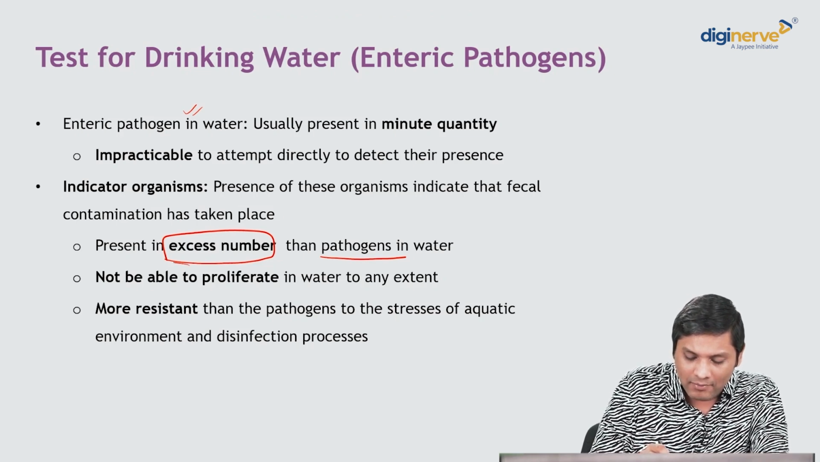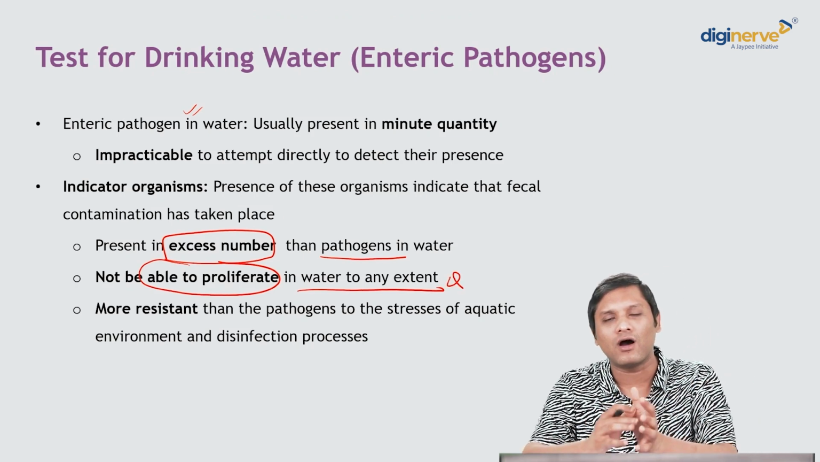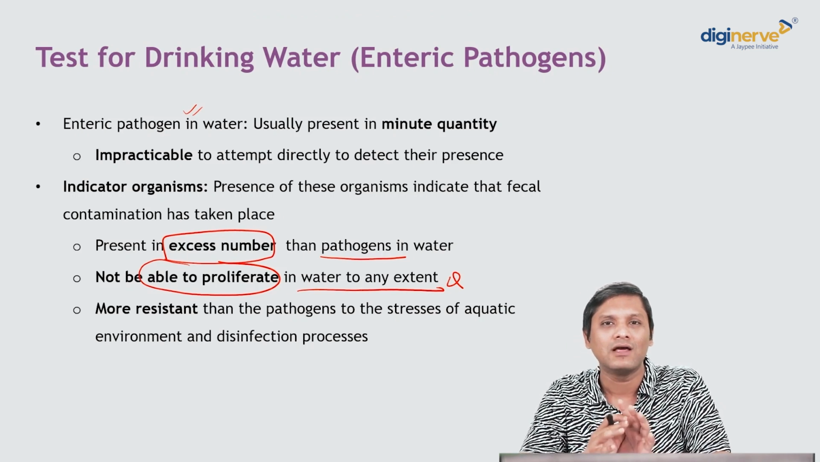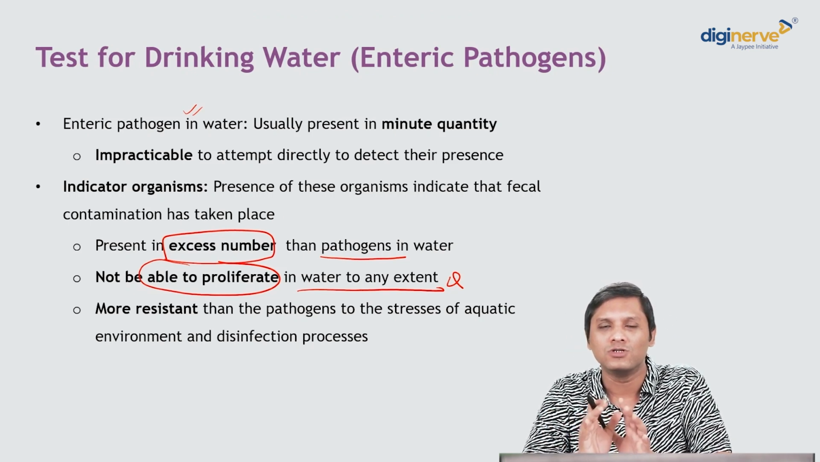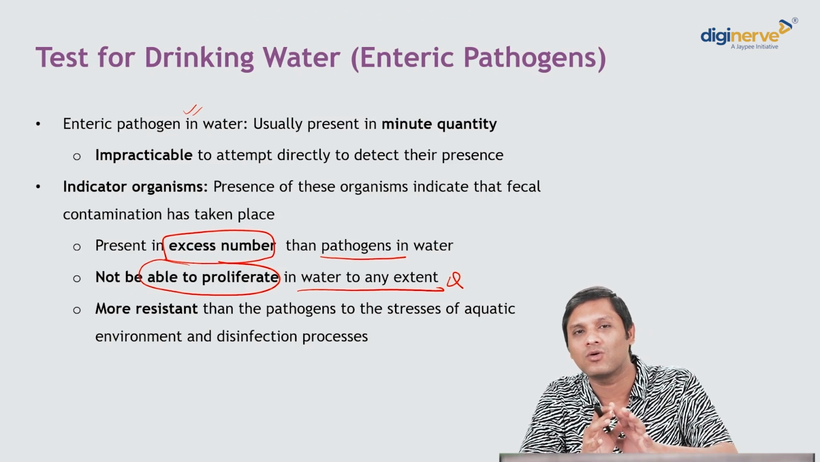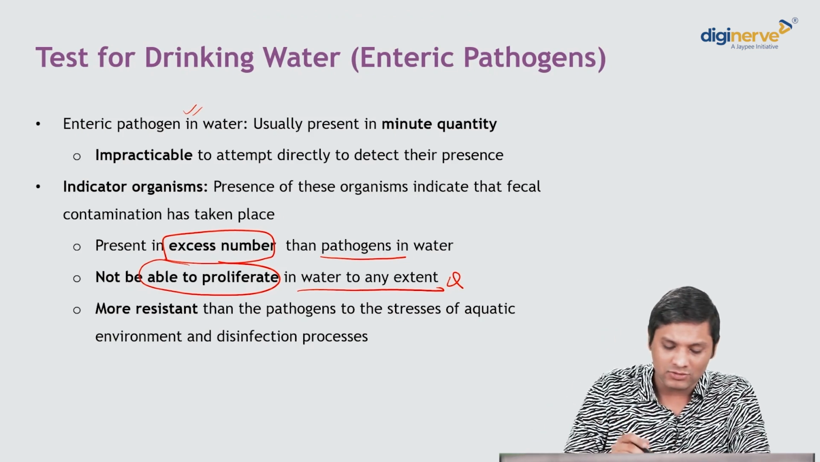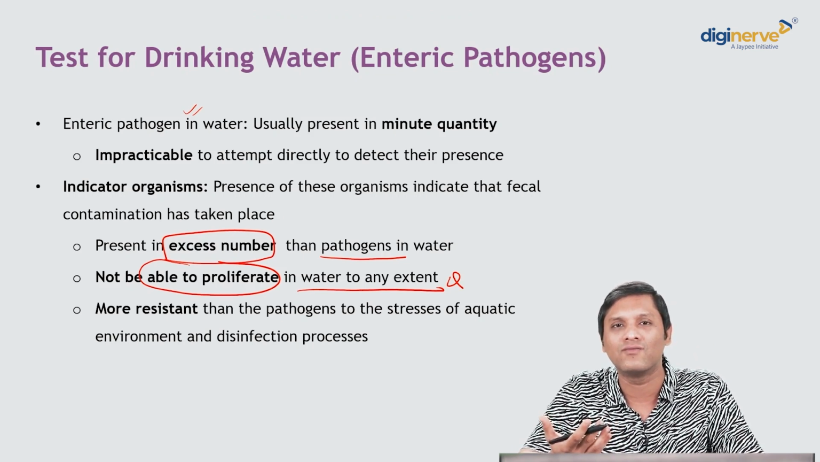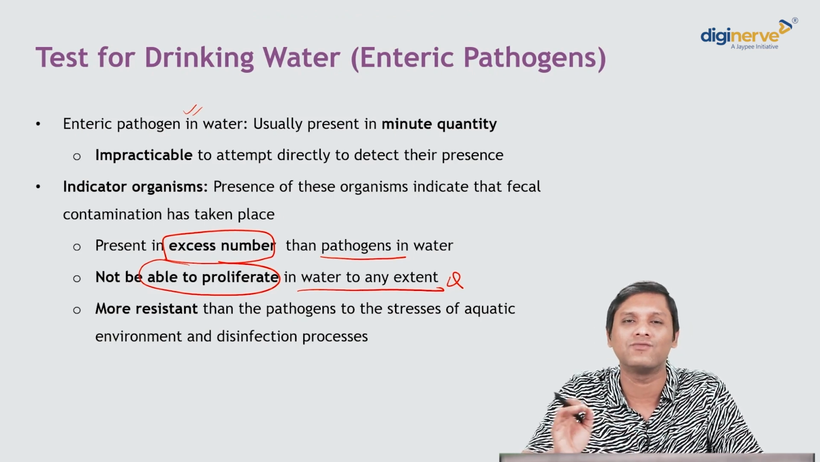They should not be able to proliferate in water to any extent, so that whatever amount of organism you detect in water gives an estimate of how much of the organism was present in the fecal sample. This gives indirect evidence of the quantity of fecal contamination that has taken place with the water. That is why they should not proliferate further in the water, so that you can tell the quantity is not due to proliferation in water but is the actual quantity from fecal contamination.